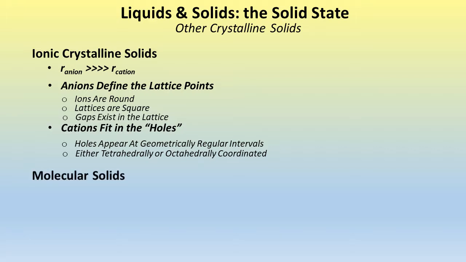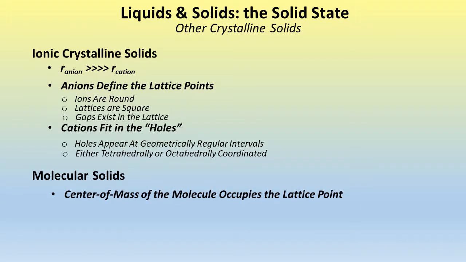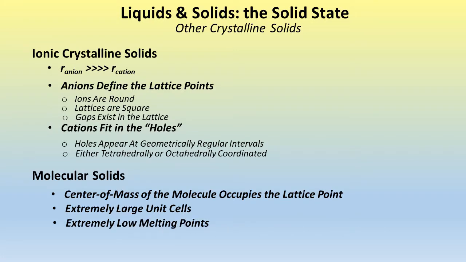In molecular solids, such as common sugar, the center of mass of the molecule is what occupies and defines the lattice point. Therefore, you have extremely large unit cells where all the diffraction peaks show up at very low angles, and you have extremely low melting points because there is little cohesion between the molecules.